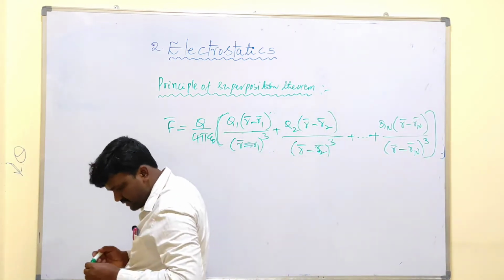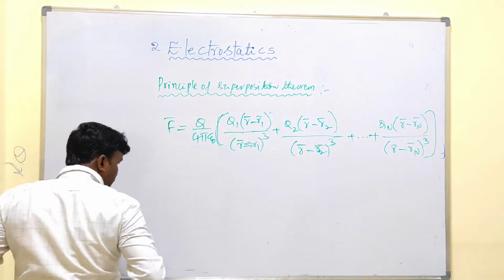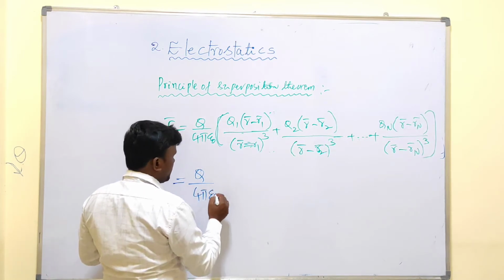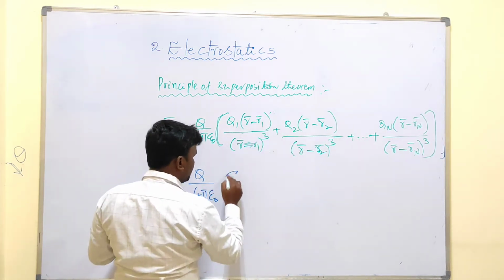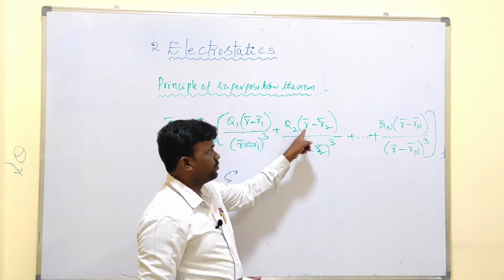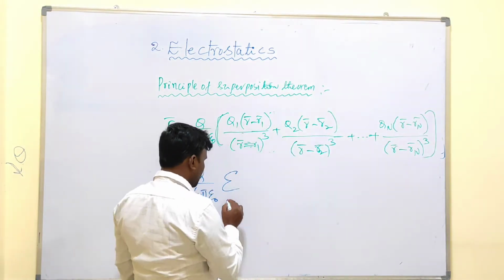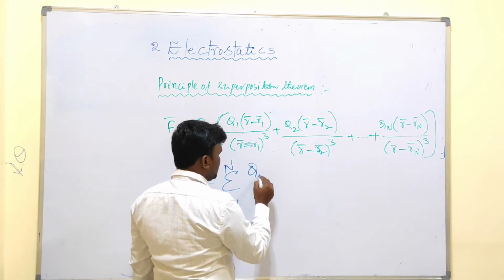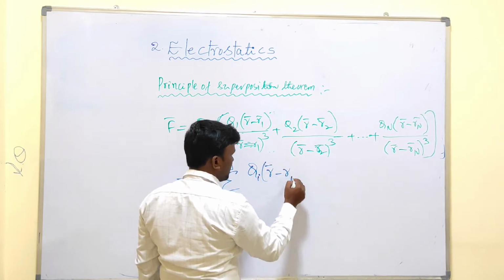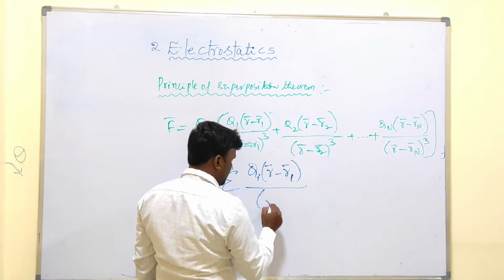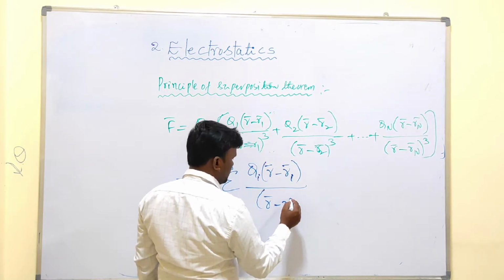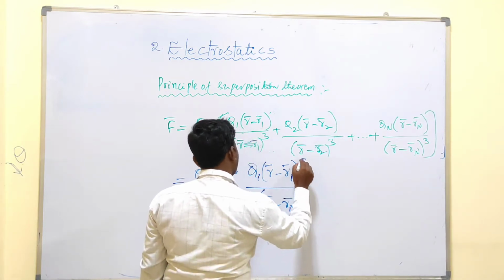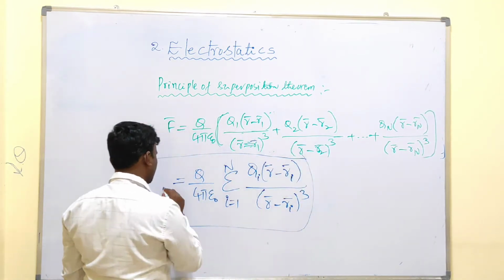The simplified expression can now be written as Q by 4 pi epsilon naught. It is replaced by a summation, from 1, 2, up to n, that is Qi into R bar minus Ri bar by R bar minus Ri bar whole cube. So this is about the principle of superposition.